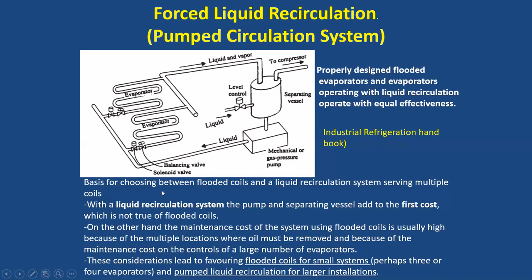On the basis for choosing between a flooded coil and liquid recirculation serving multiple coils: with a liquid recirculation system, the pump and separating vessels add to the first cost, which is not true for flooded coils, because a recirculation pump is an added cost. On the other hand, the maintenance cost of such systems is very low as compared to the flooded, because there is no problem of deposition of oil in the coil.